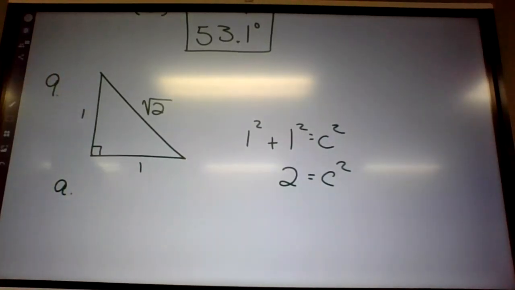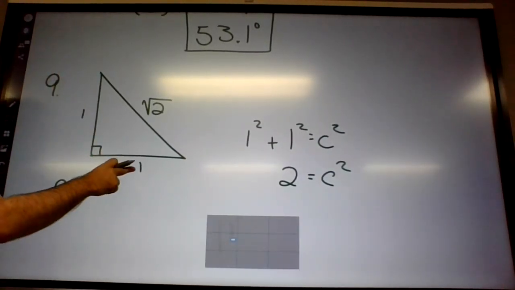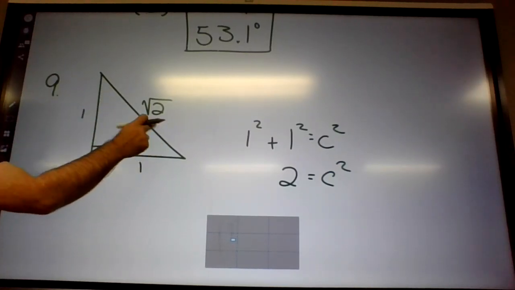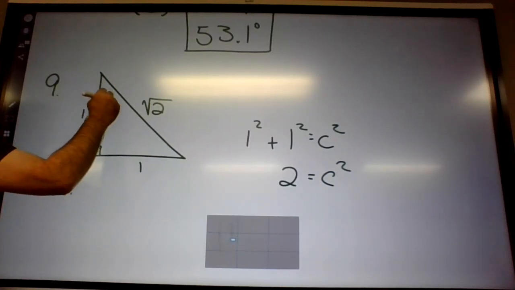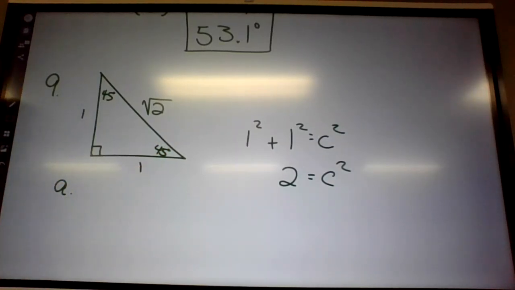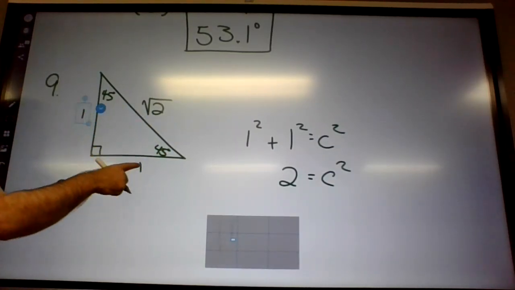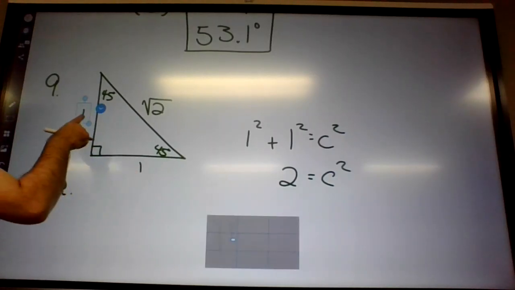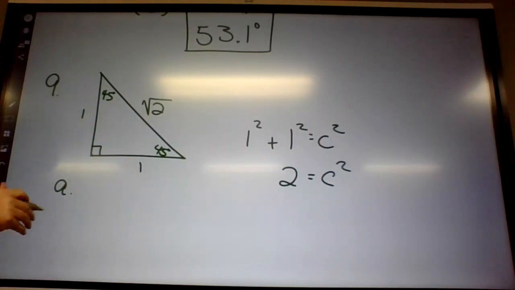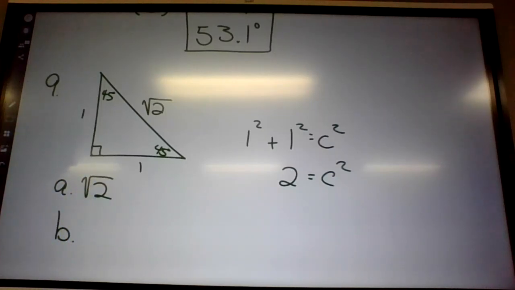It's a 45, 45, 90. If these two sides are equal, it's an isosceles triangle. These two, we call them base angles in geometry, have to be equal, which means these both have to be 45 degrees. And once upon a time, we learned that for 45, 45, 90, the ratio of the sides is 1 to 1 to square root of 2. But, okay, anyways. A is square root of 2. That was the A answer.